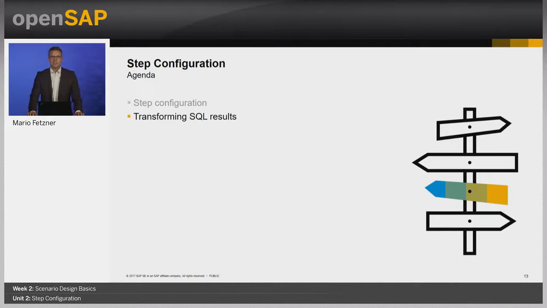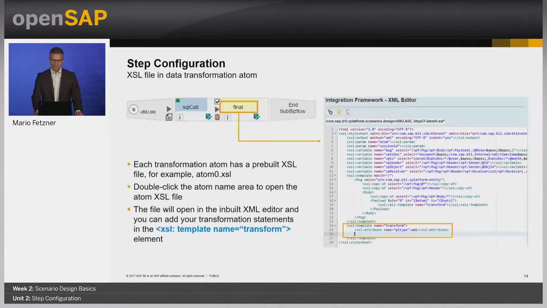Let us now have a look at the transformation of the SQL results. The final atom in the step processing is the default data transformation atom. Like all transformation atoms, this atom has a pre-built XSL file. In this case, the file is called atom0.xsl. You can open this XSL file directly from the BIS store using a WebDAV editor, or you can open the XSL file directly from step processing by double-clicking the center of the atom. The file will open in the embedded XML editor.